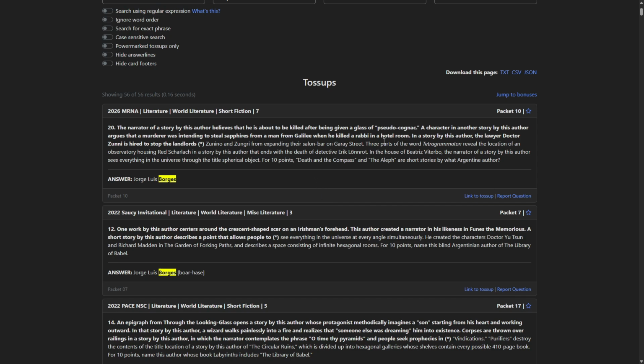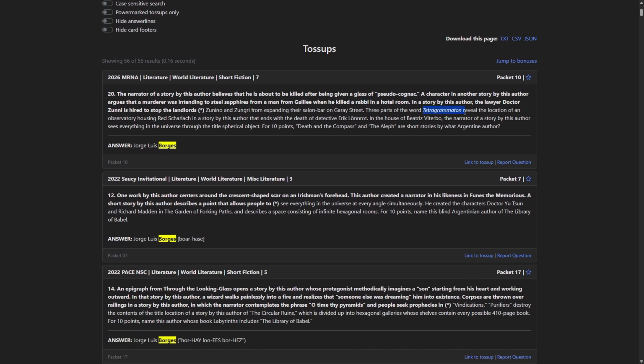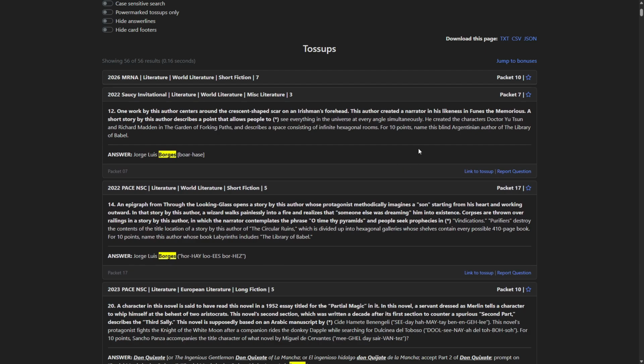Okay, so let's look here. Starting off at slightly more difficult questions. So here is the killing of a rabbi in a hotel room from Death and the Compass. And also we have the Tetragrammaton clue and Red Scharlach from Death and the Compass with Detective Erik Lönnrot. And then finally, Beatriz Viterbo with the title spherical object being the Aleph. Okay. Next, we have Funes the Memorious, which is the title of one of his stories. Also have the Aleph here as well.